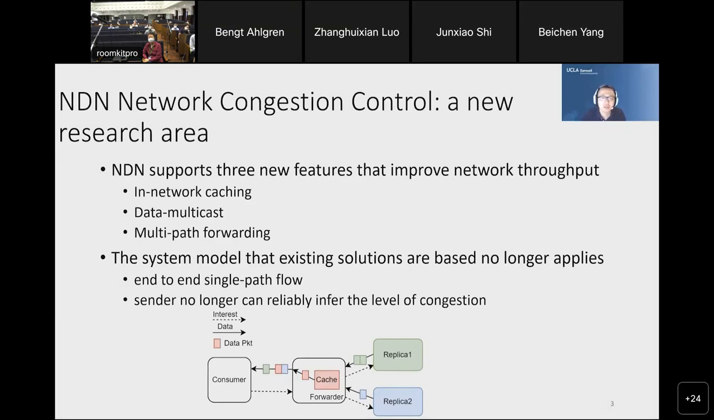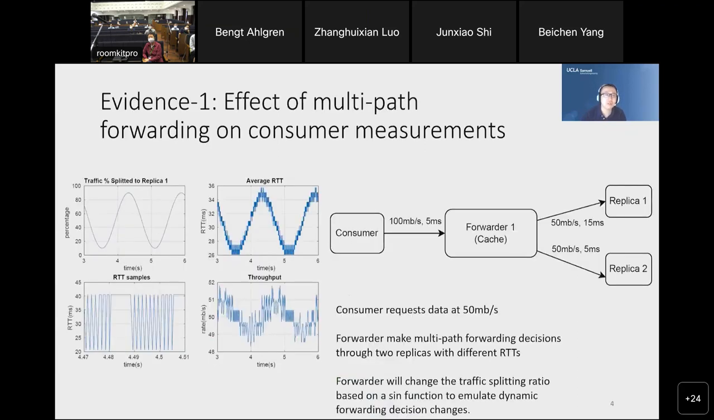We show some evidence of the second claim using some simulation study. First, let's consider the case of multipath forwarding. Here, we have a single consumer requesting data at a fixed speed and a single forwarder that makes multipath forwarding decisions to paths with different round trip times. And the forwarder changes the traffic splitting ratio according to a sine wave. This sine wave is just chosen arbitrarily to emulate that there will be changes representing multipath forwarding dynamics.